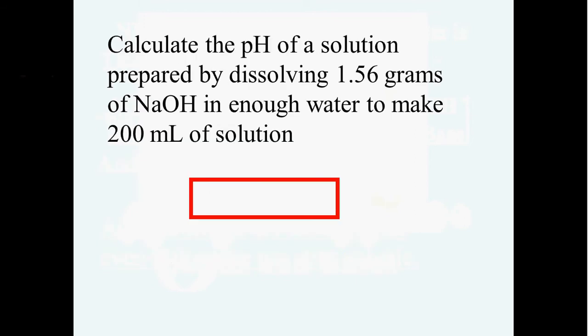Go ahead and calculate the pH of a solution prepared by dissolving 1.56 grams of sodium hydroxide in enough water to make 200 milliliters of solution. So you're going to use the molar mass and the volume to get the molarity and then negative log it. Stop the podcast at this point until you've solved the problem and then start it and check your answer.